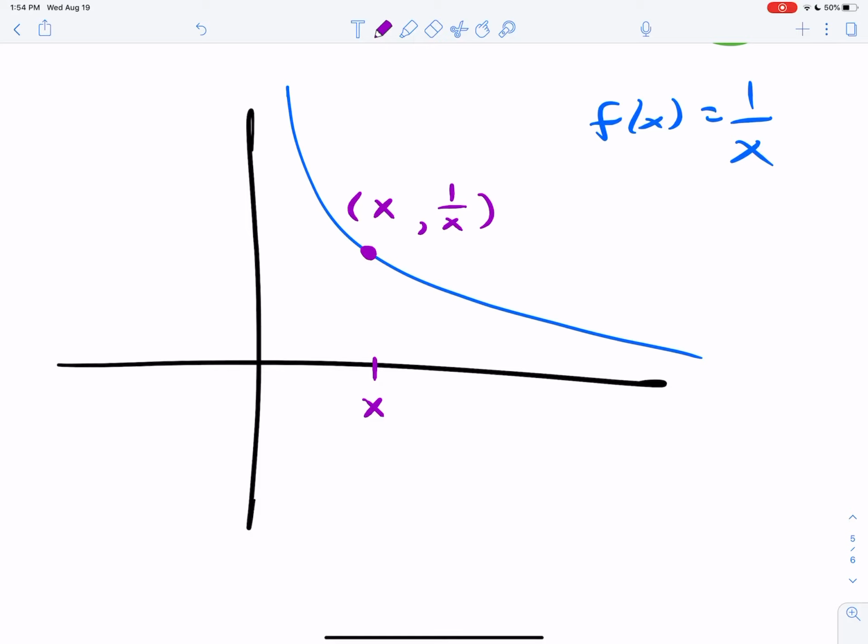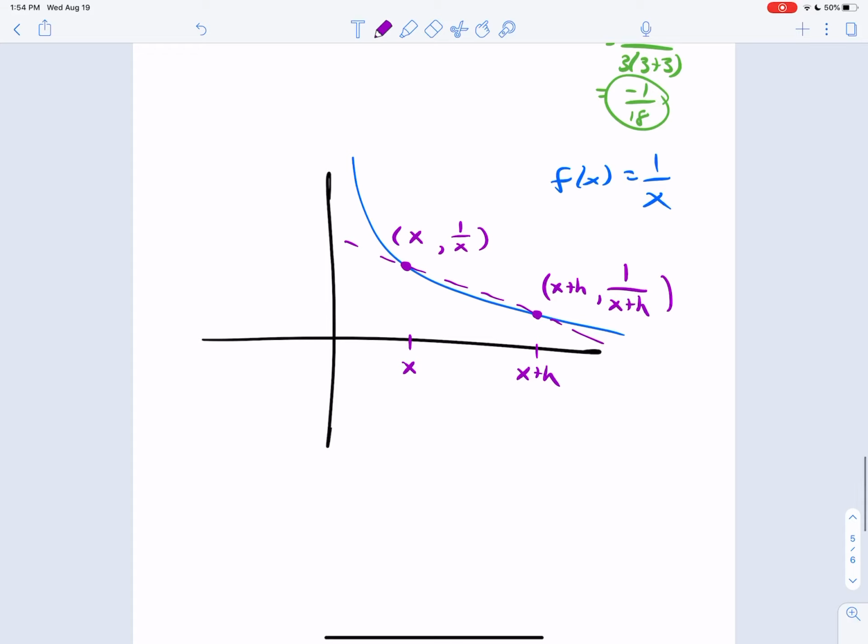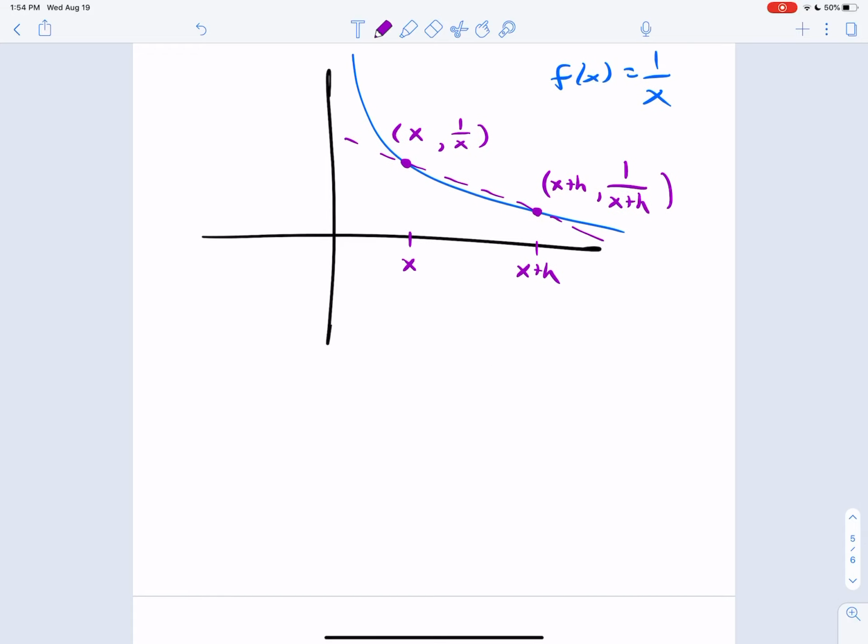And if I want to pick any generic point away from x, that's going to be x plus h. So that'll be x plus h comma 1 over x plus h. And with 2 points, even though it's generic, I can create a line, specifically a secant line. And with the secant line, I could always find the slope, also known as the average rate of change.